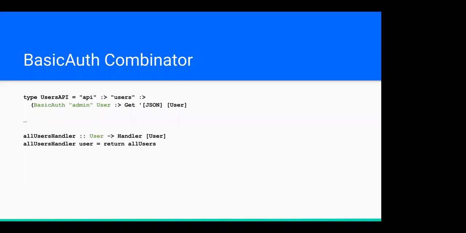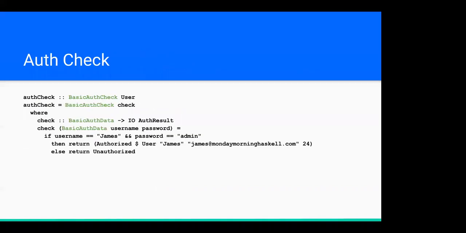And it's very straightforward. Whatever type we supply will be the parameter that we get as part of our server-side handler. In this case, we don't actually use the user that's supplied, but it does let us know that the user was authenticated when calling this endpoint. And in order to use this, we're going to have to create what's called an auth check. This is more or less a function that takes a BasicAuthData object. BasicAuthData is just username and password, very simple. So we take that as our input and we supply an AuthResult, which is either Authorized with the resulting type we want, or Unauthorized.